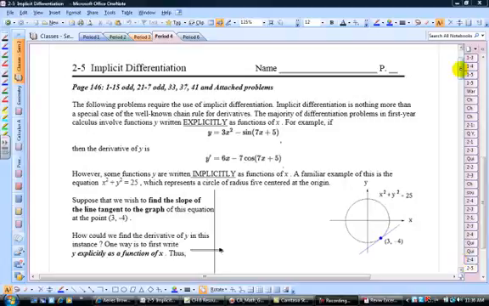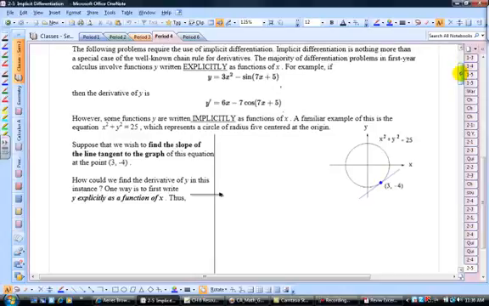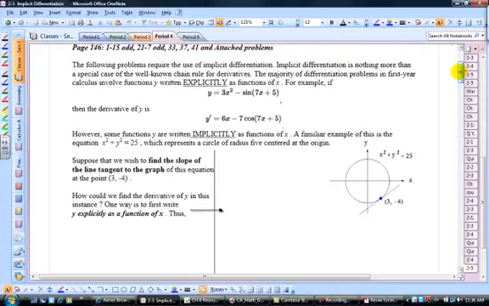This is Mr. Ainsworth. We're going to get into what's called implicit differentiation today, our last differentiation technique. And we're going to learn to solve a variety of problems.